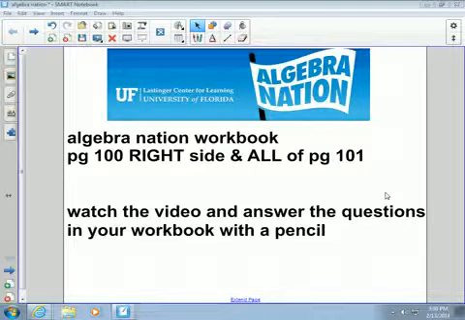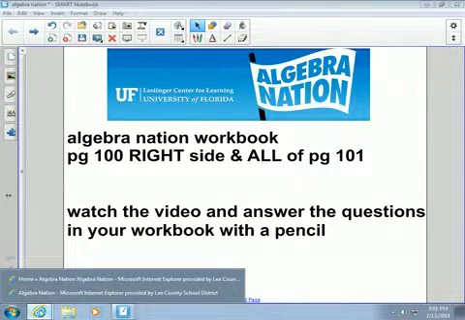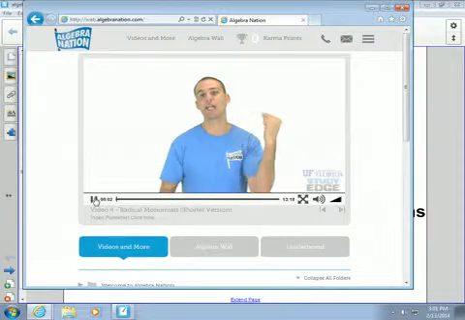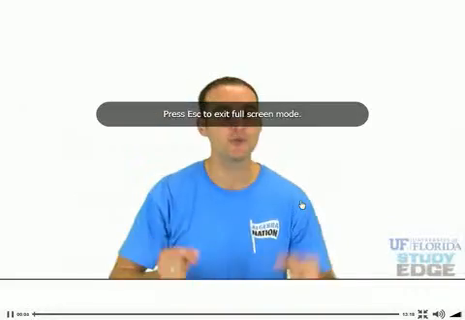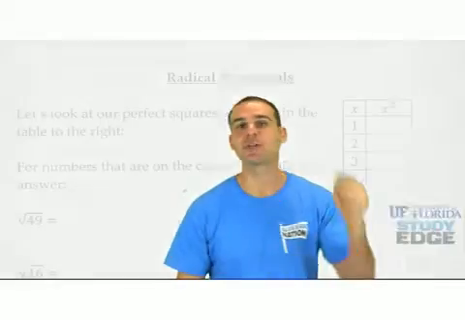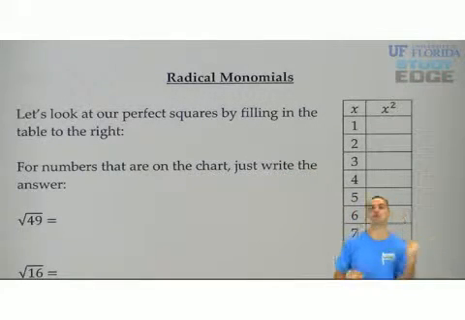Algebra Nation video will cover your workbook page 100, the right side of page 100, and we're going to go ahead and do all of page 101. So here we go. Check it out, dudes. We're going to do radical monomials. They are radical. But first, what we're going to do is look at perfect squares.